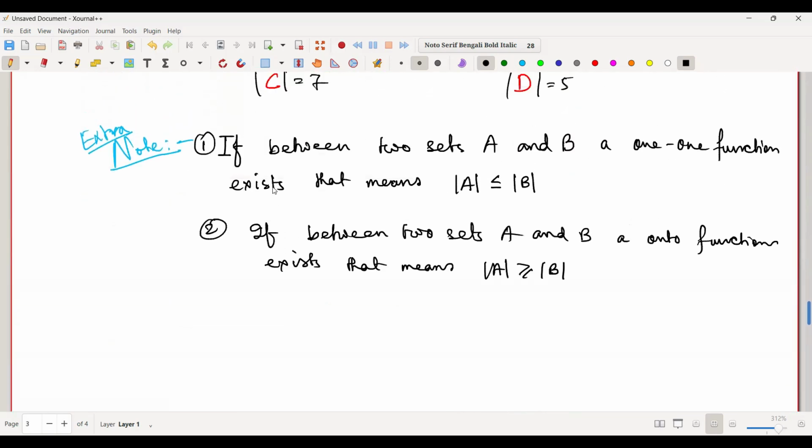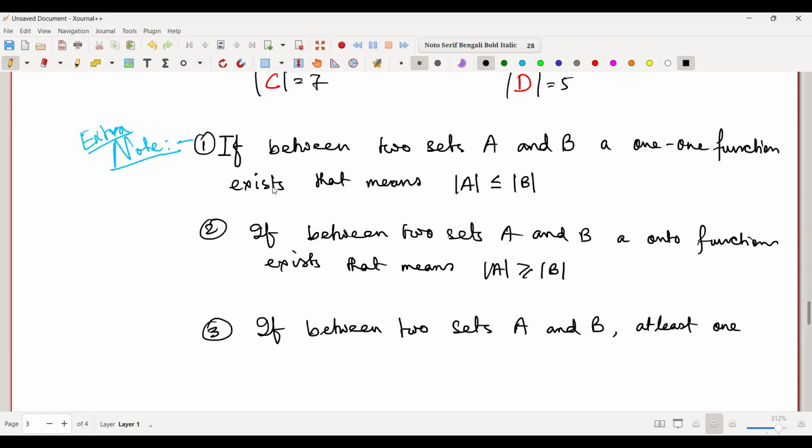Okay, so this is the last note. If between two sets A and B at least one bijective function exists, then the cardinality of A equals the cardinality of B.